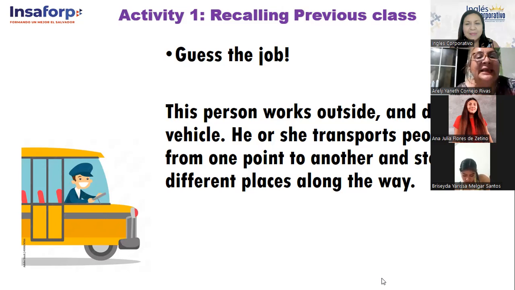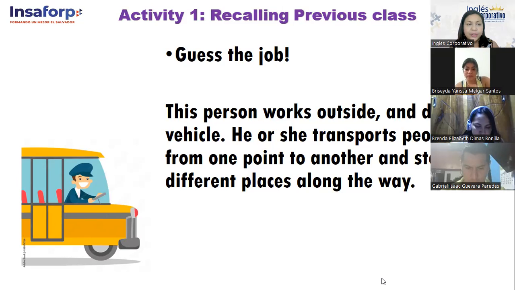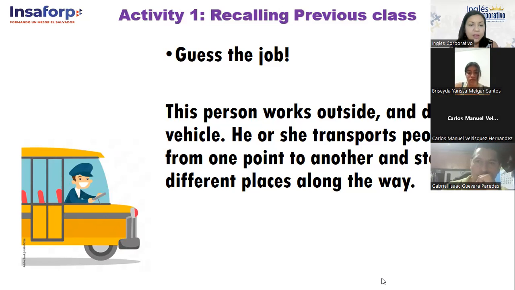Brenda Elizabeth Dimas. I am here. Present. Thank you. Briseida Janet García de Crespin. Briseida Yarisa Melgar. I'm here, teacher. Very good. Carlos Adolfo García Crespo. Carlos Manuel Velázquez. Present, teacher. Thank you, Carlos. Carolina Elizabeth García.